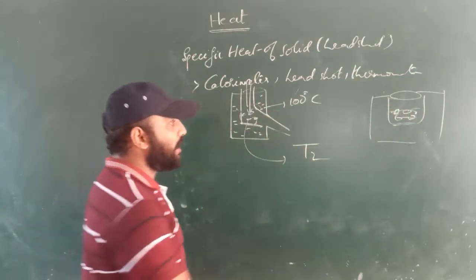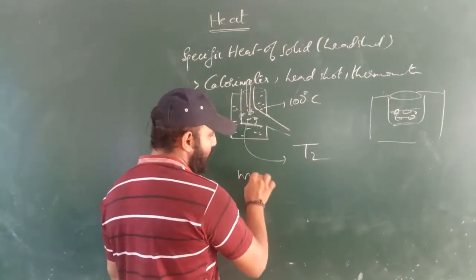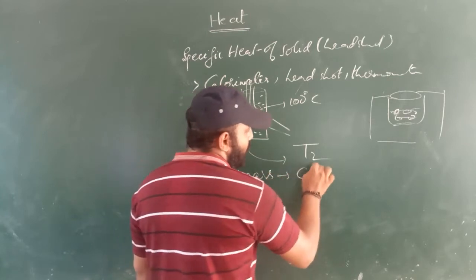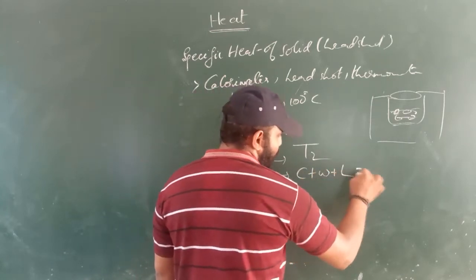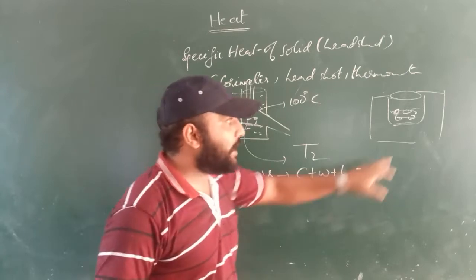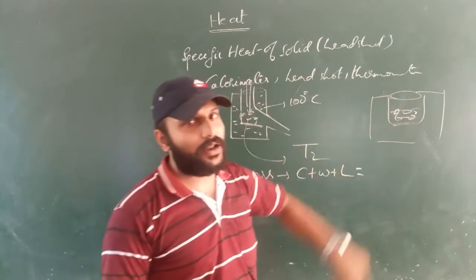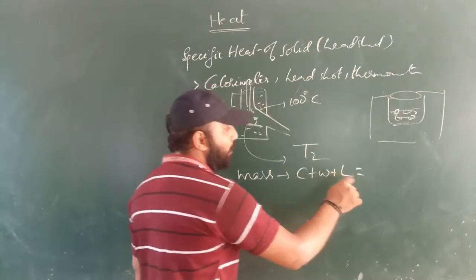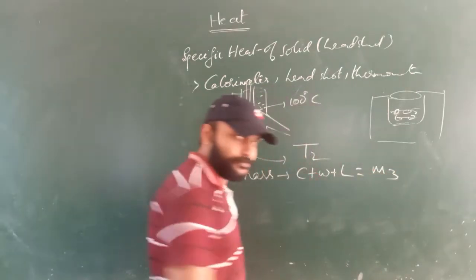Okay. Now I have again measured the mass of the calorimeter, the mass of the calorimeter with water plus lead shot. Already it contains water, and into that I have added the lead shot. What will be the complete mass? I will take it as M3.